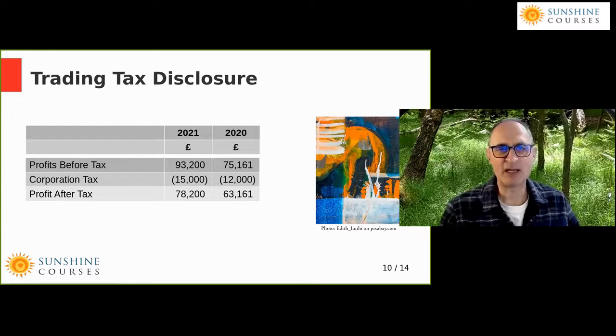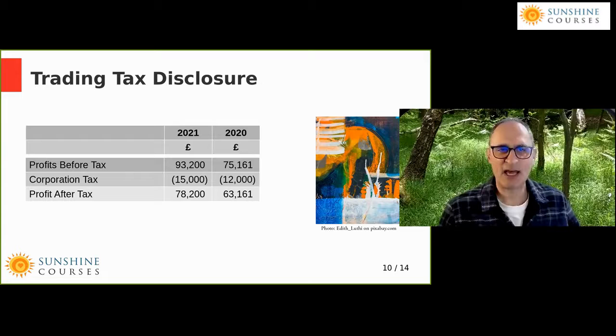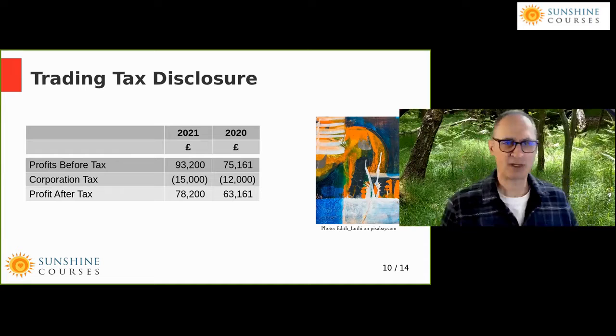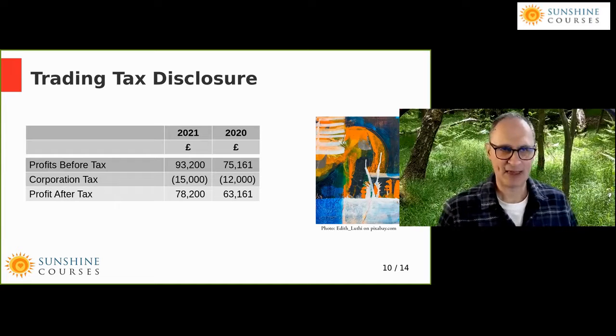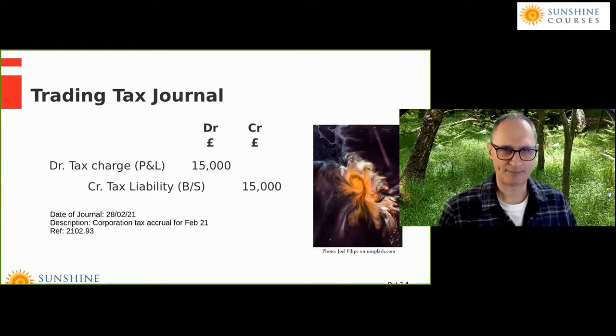And in the previous year, the equivalents were £75,000 in 2020 of profits before tax, corporation tax of £12,000, profit after tax of £63,000. The reason that disclosures work like this is it allows us to distinguish how well we've done from trading from how much tax we have to pay. And the reason for that is with our trading, we have control over what we make from trading. We have much less control over our tax bills. So corporation tax or income tax works fairly easily once you know what the tax is. And the accounting entry is just debit tax charge in the profit and loss account, credit the liability.